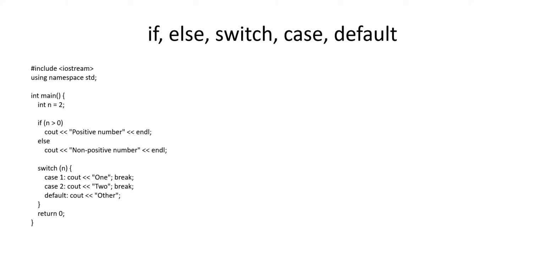Next, the switch case structure selects an execution path based on variable values. Each case represents a possible match. The break statement prevents fall through. The default case executes when no condition matches.